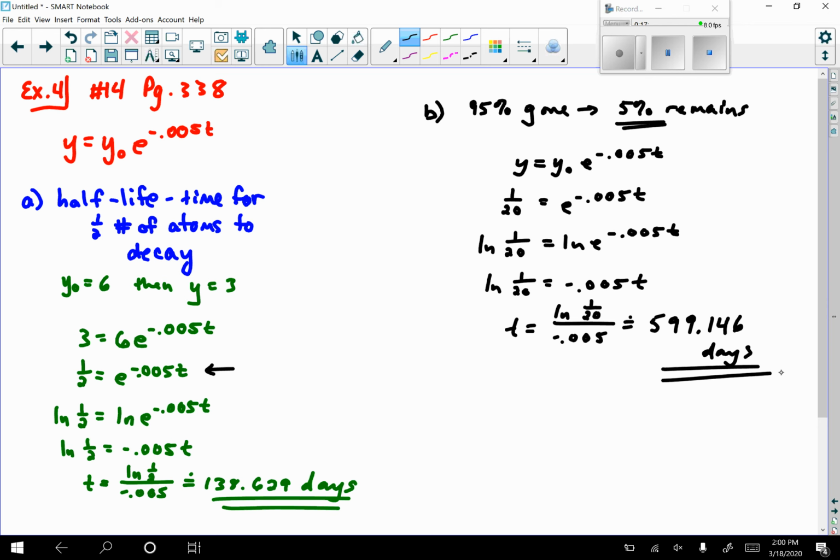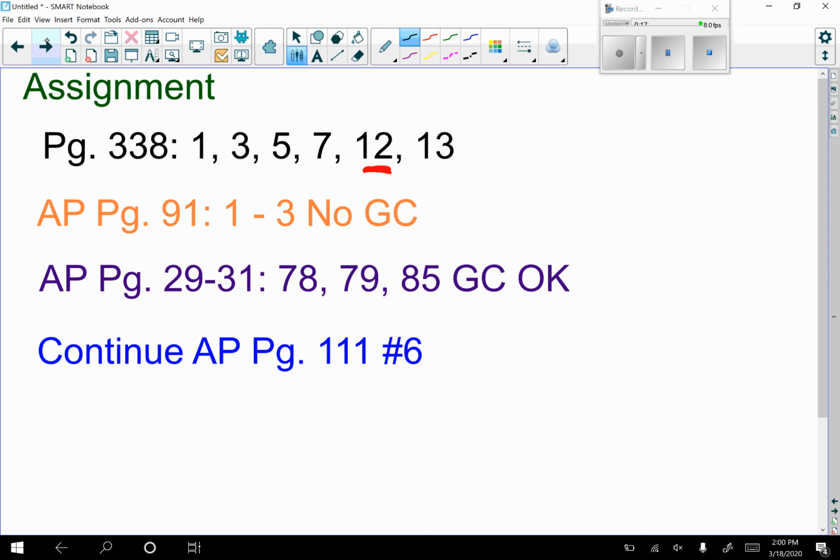All right, so give this assignment a try. I'll show you on the next page. Still giving you more time, some additional problems here. Here's that number 12 again, so if you weren't quite sure how to set it up, give it some more time now. In addition, also do 1, 3, 5, 7, and 13. Some more AP practice problems on page 91, 1 through 3, no calculator. The next set, 29 to 31 on those pages, 78, 79, and 85.